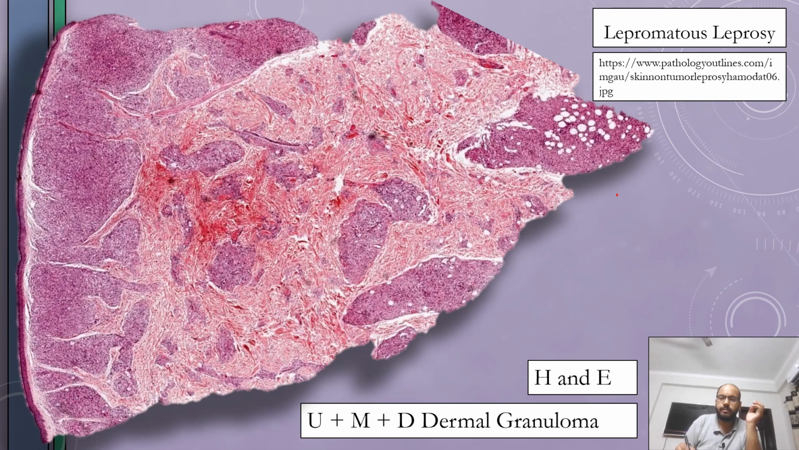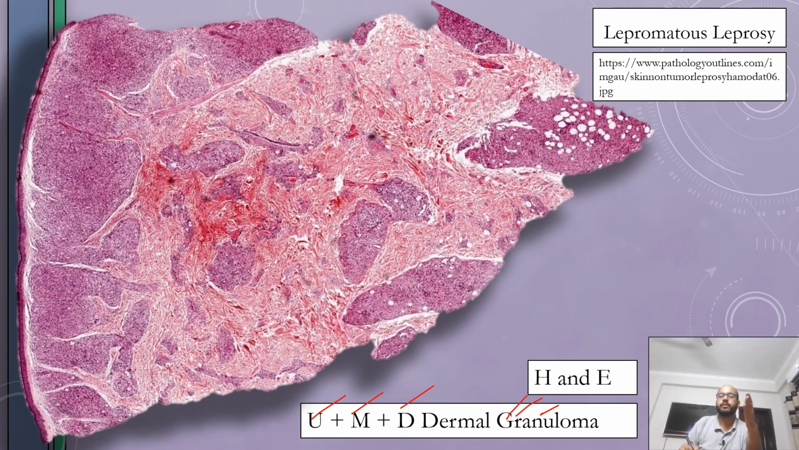Now this again is a less magnified, 4x version, and you can see pandermal involvement, involvement of the upper, mid, and deep dermis, via granulomas. Okay, and you can see that it is reaching up to the level of subcutis. Let me change the color. Can you see this little area between these two lines, which is spared of the infiltrate? That is nothing but granuloma. So this diagram actually very easily shows you the granuloma.